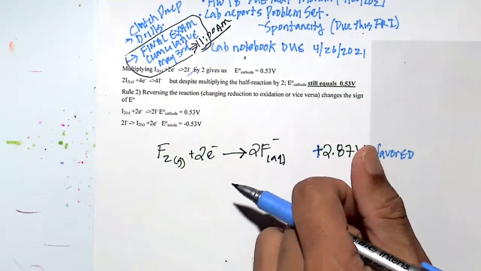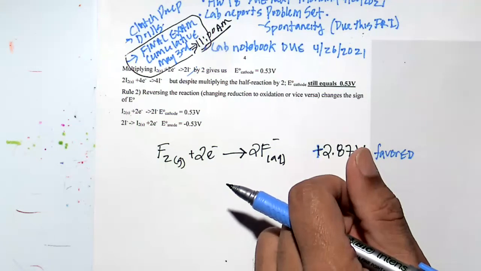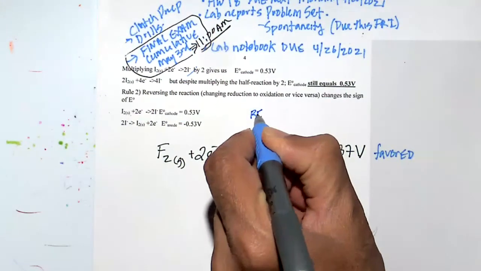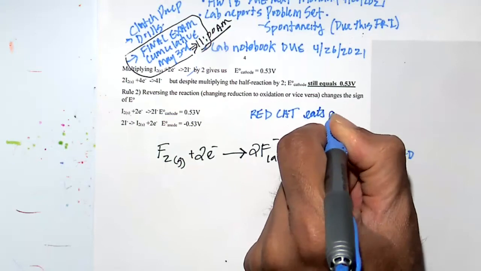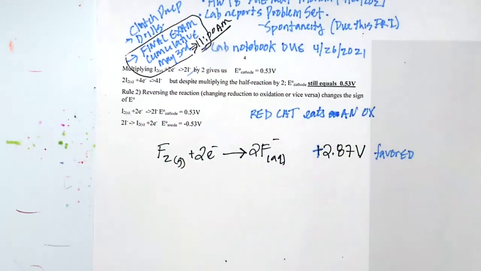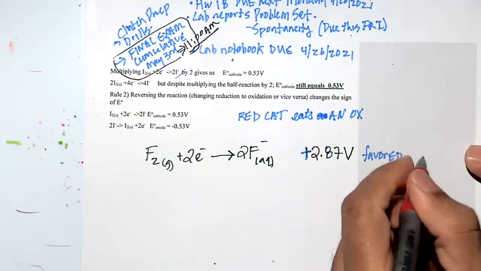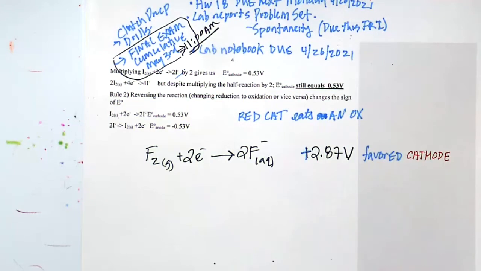If it's negative voltage, we consider that a dead battery. Speaking of battery, a battery has 2 parts. One is the cathode and the other is the anode. And this would be the cathode. Red cat eats an ox. So this would be not only a reduction reaction, but also a cathode. All right, so that's one important point.